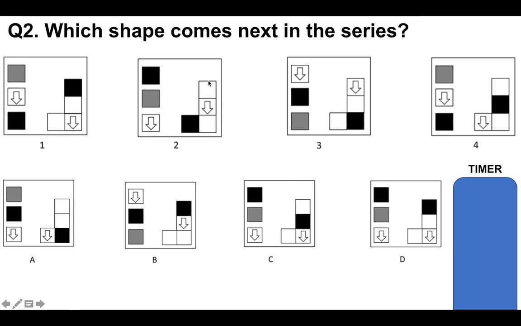Now this blue thing on the right hand side is a timer. I'm only going to give you 15 seconds to tackle this. If you find that is not enough time, please pause the video, because the important thing is you learn and that you get the answer correct. So here we go. Which shape comes next in the series? A, B, C, or D? Here we go.